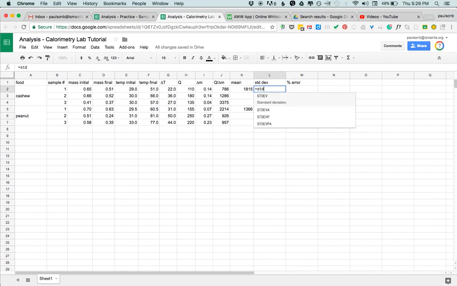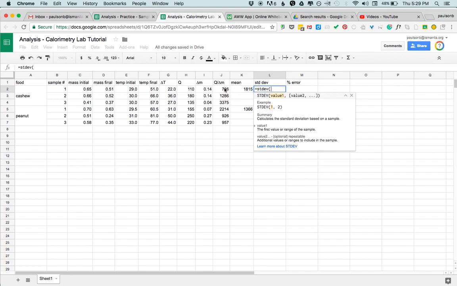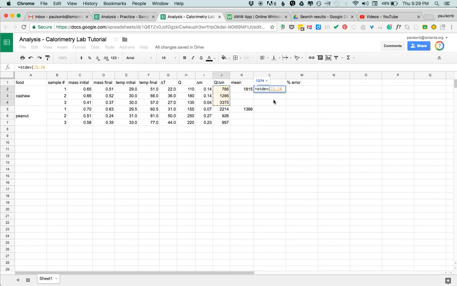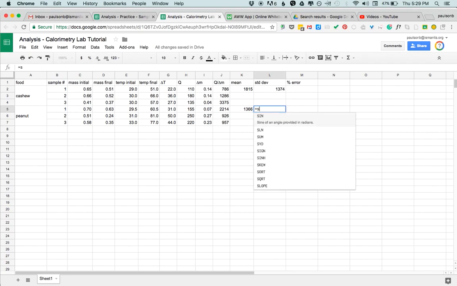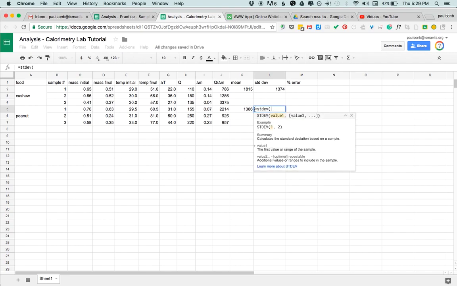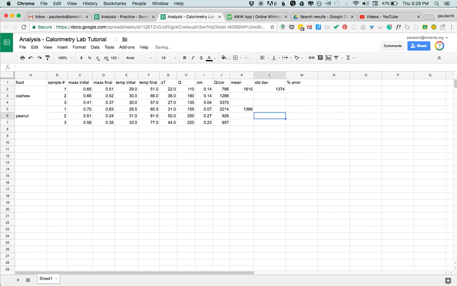Equals STD, you don't want that, but you do want STDEV. Open parentheses, again select all your raw values from one population. Enter. Do it again. Equals STDEV, open parenthesis, pick your values, hit enter, and we're done. So we've got means, we've got standard deviations. Those are the two most common population statistics that we're going to use in bio, and that's going to allow us to compare these two populations to each other more quantitatively.